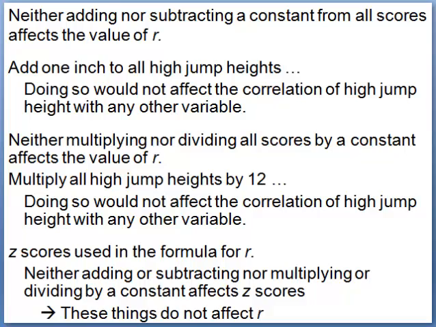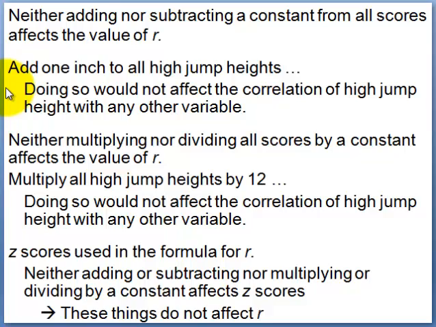Okay, we're going to go on here to the second part of Chapter 8, and mostly what will be covered here will be some different points of interest regarding Pearson's R. So a first point to understand is that neither adding nor subtracting a constant from all scores will affect the value of R. Suppose for whatever reason you added 1 inch to each high jump height that you had measured in a study. Doing so would not affect the correlation of high jump height with any other variable.